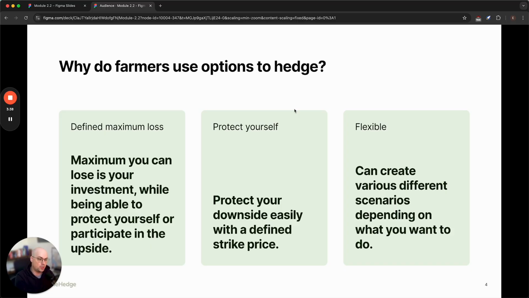So why do farmers use options to hedge instead of futures? Well, you have a defined maximum loss, and this means the maximum amount you can lose is your investment, while being able to protect yourself or participate in the upside. That's really the biggest advantage of options: when you're buying options, specifically puts and calls, the maximum amount you can lose is your initial investment. The other big reasons are you can protect your downside very easily with defined strike prices, very visible, easy to see, and they're flexible, where you can create lots of different scenarios depending on exactly what you want to do and how you want to structure your risk and reward.